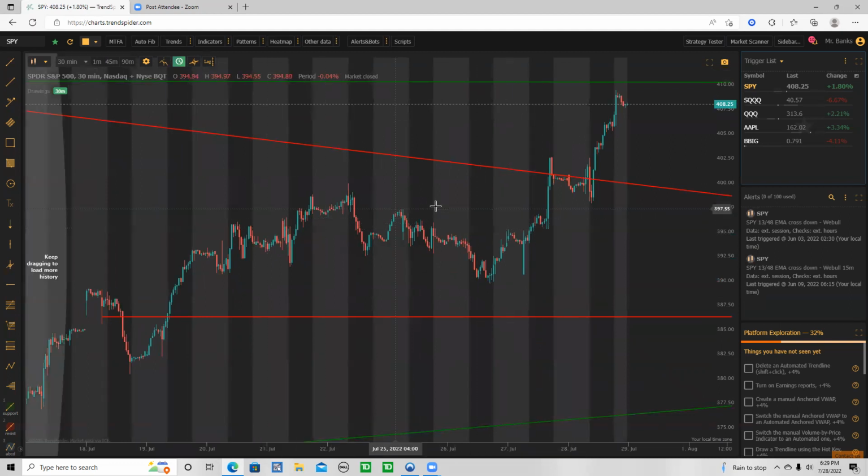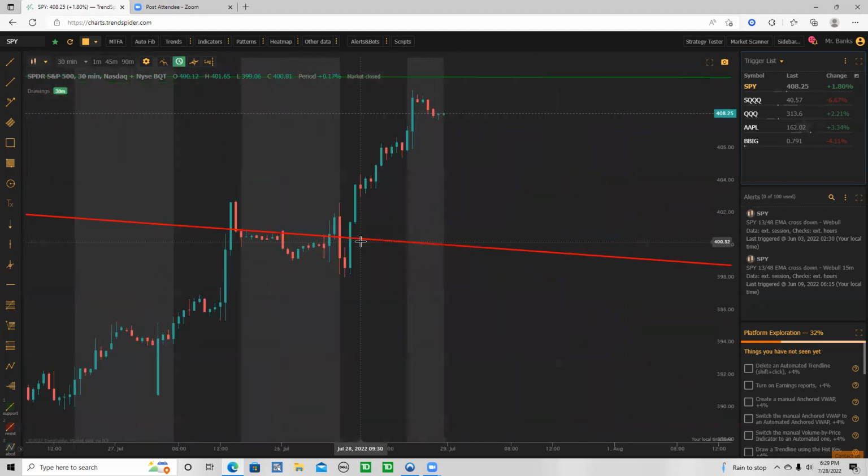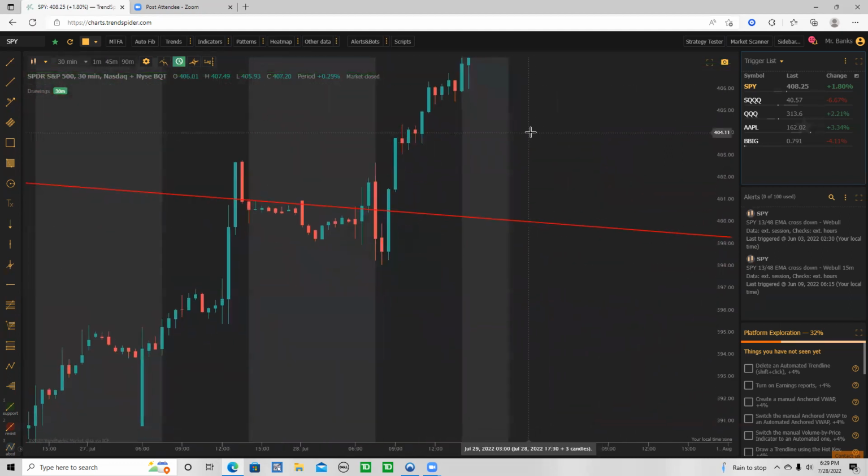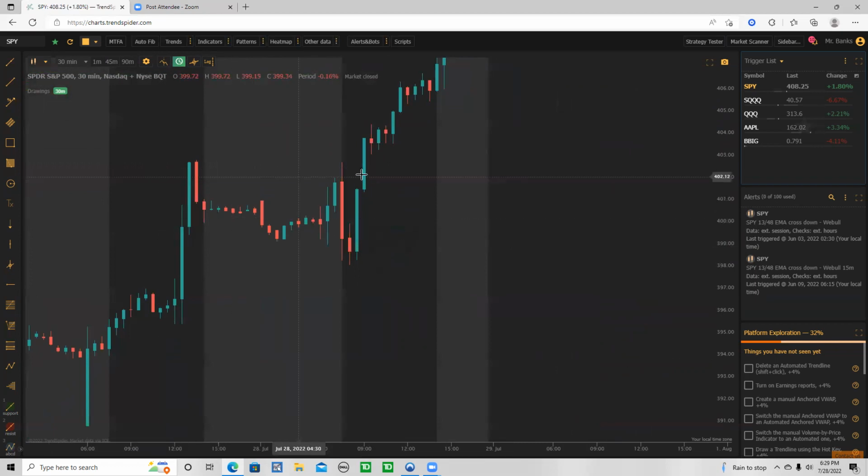A 30-minute is what I love to use in the mornings to find major levels, right? I'm just going to get rid of this trend line. So in pre-market, we can see our pre-market highs and lows. These are also going to be major levels to be looking at throughout the day, right? As you can see, we have the lower pre-market, and then we have the higher pre-market.